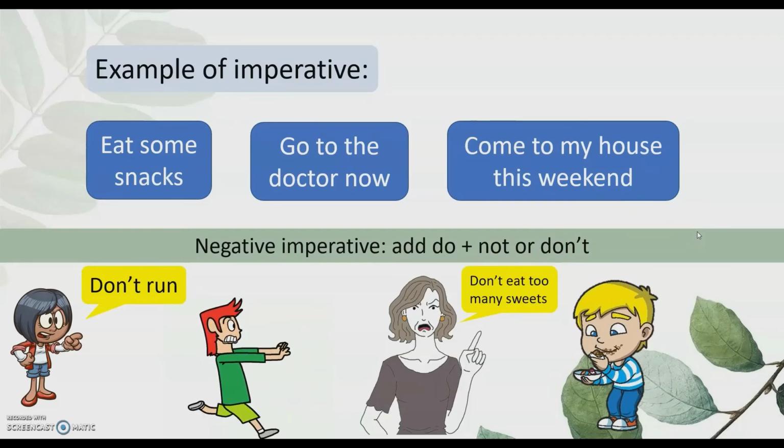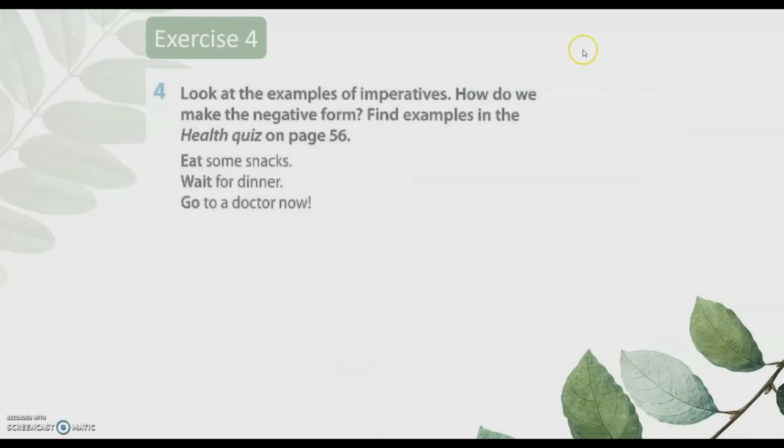So for the next activity, you need to open your textbook page 57 and do exercises 4, 5, and 6. Now for exercise 4, look at the examples of imperative. How do we make the negative form? Find examples in the help quiz on page 56.